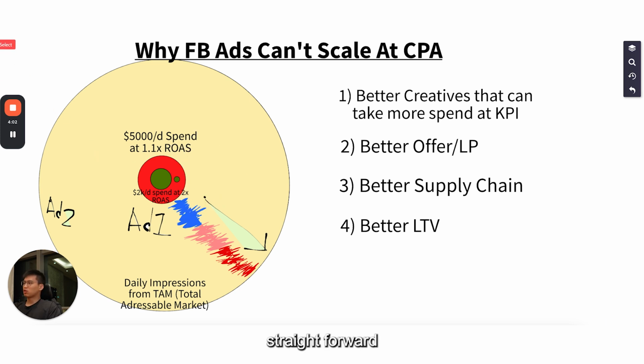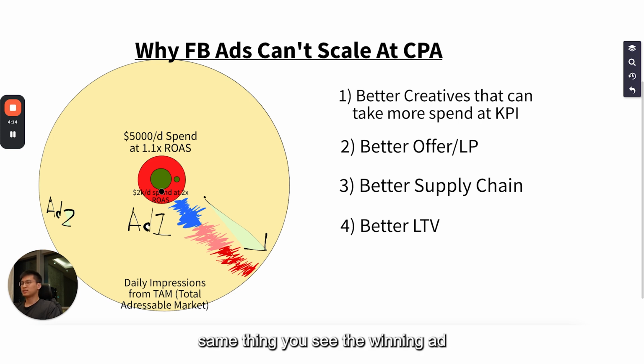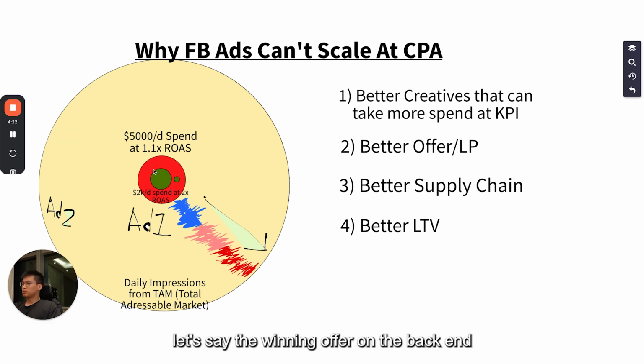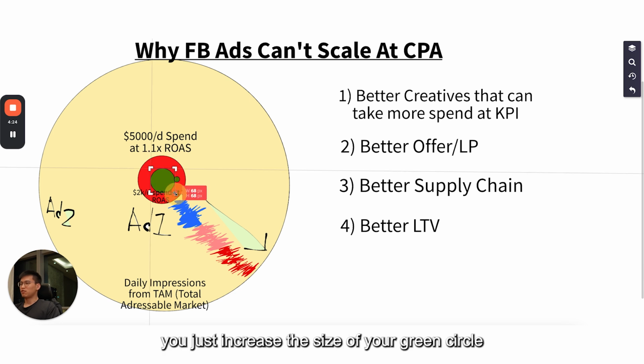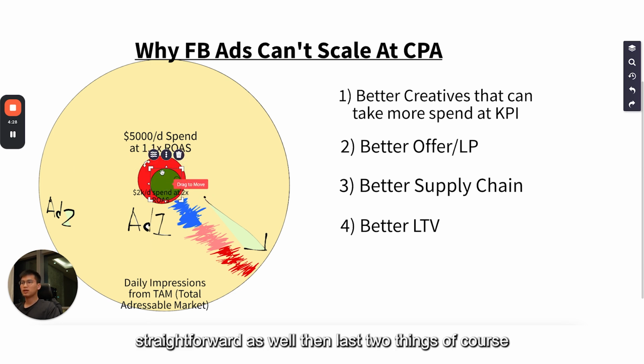Straightforward. Another one besides just the creatives is better offer and LP. Of course, conversion rates not only depend on just the ad itself, but also what is on the landing page, right? So let's say you have a better offer, same thing. You hit a winning ad, same thing as well. Winning ads, winning landing pages. You can also increase this size now. Let's say the winning offer on the back end, you just increase the size of your green circle and you can scale further. Straightforward as well.